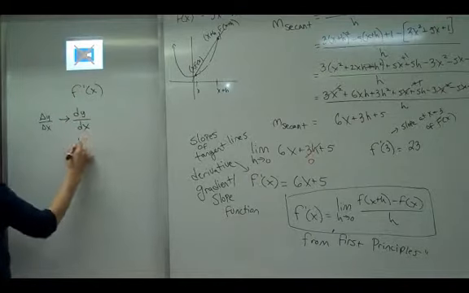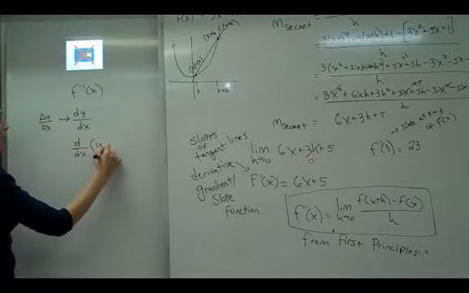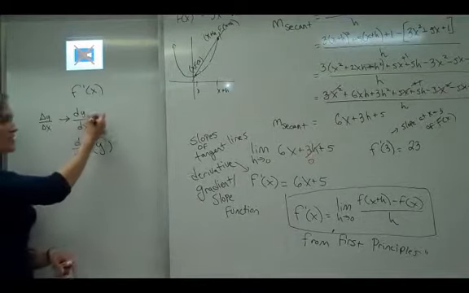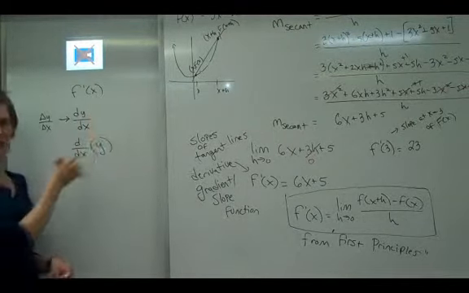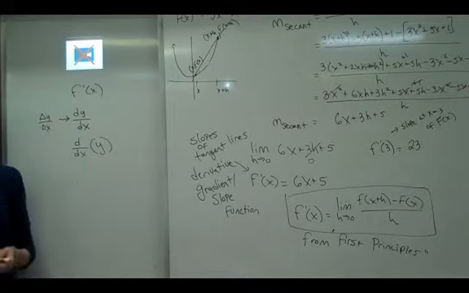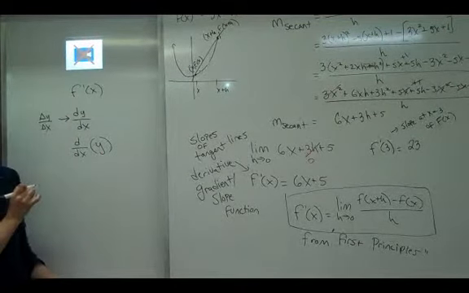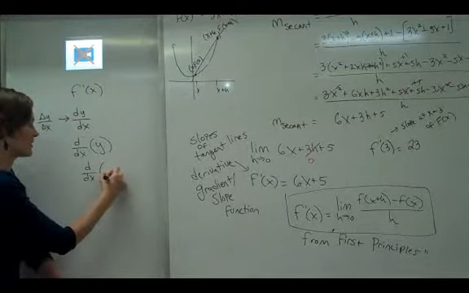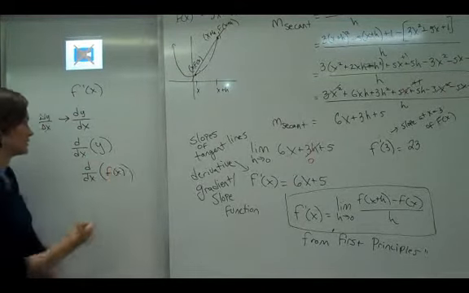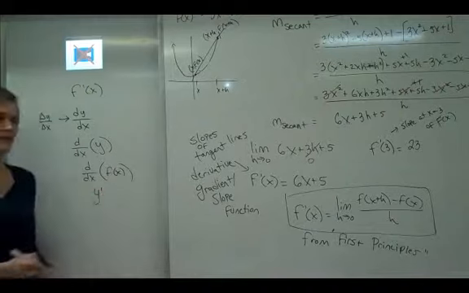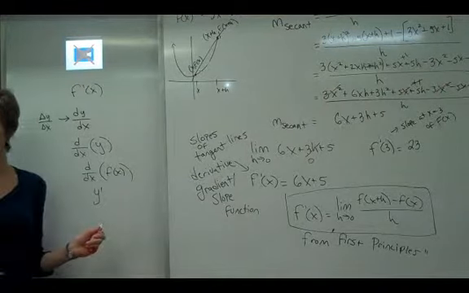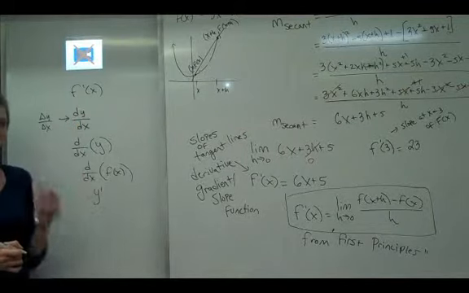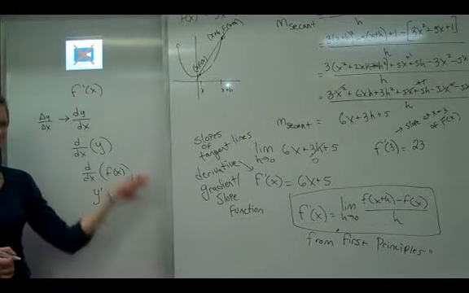I also might see d dx of y. So I'm taking the derivative of y. Notice it's the same equation up above, but I've pulled out the y. So all those three are the same. They mean the exact same thing. I might also see d dx of f of x, or some function. I might see y prime. These are the exact same thing, but typically if something is presented like this, I give my answer like this. Does that make sense? They all mean the same thing.